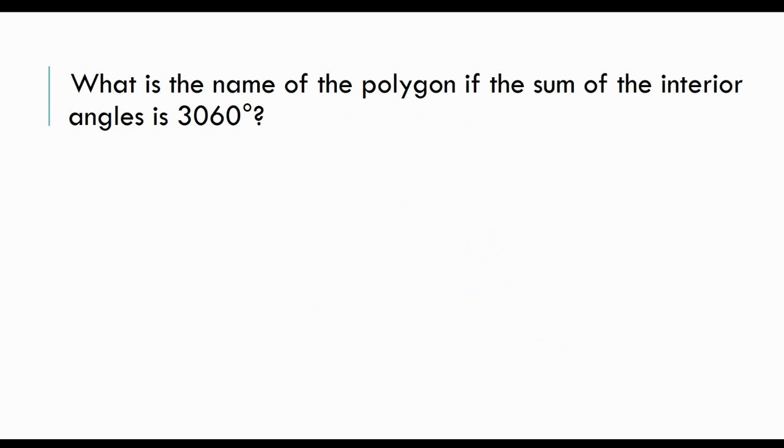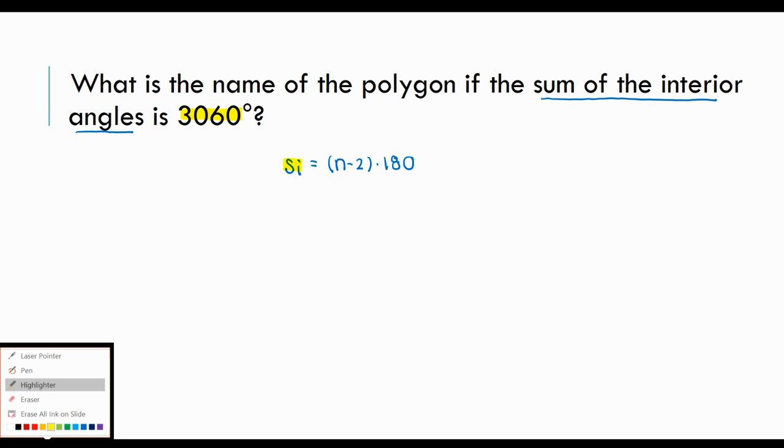All right, here's our next problem. What is the name of the polygon if the sum of the interior angles is 3,060? So once again, sum of the interior angles, well, we know that formula. That is the n minus 2 times 180, just like we did in the last problem. Only this time, I don't know what n is. They are telling me 3,060 is going to be represented as the sum of my angles. So this is a working backwards problem to solve for n.